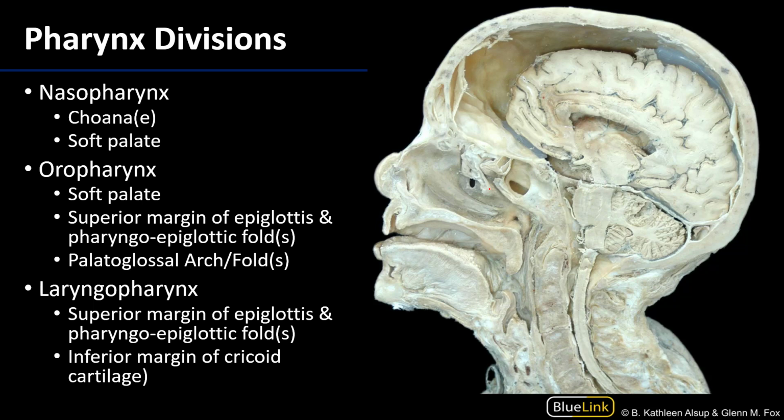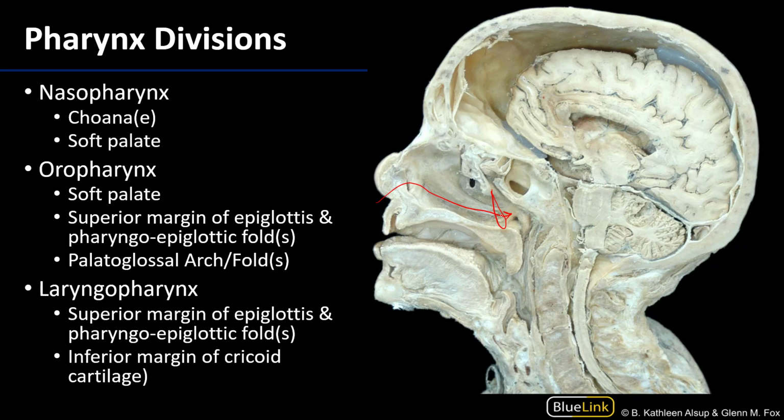So the border or boundary between the nasopharynx and the nasal cavity is known as the choana or the choanae. These are also known as the internal nares. Air would pass both directions. And when it passes through the choanae, it moves from the nasal cavity into the nasopharynx.